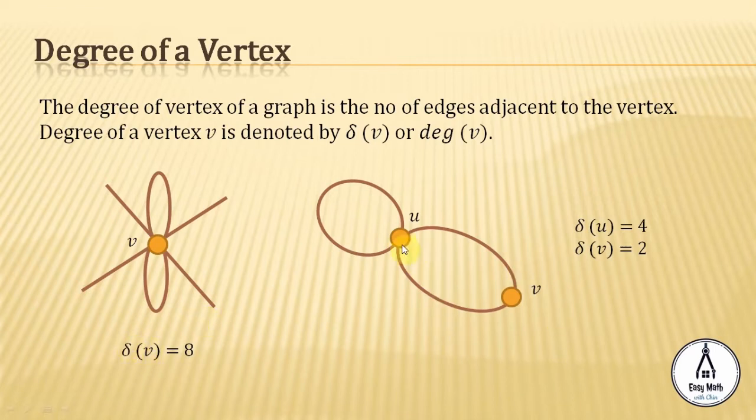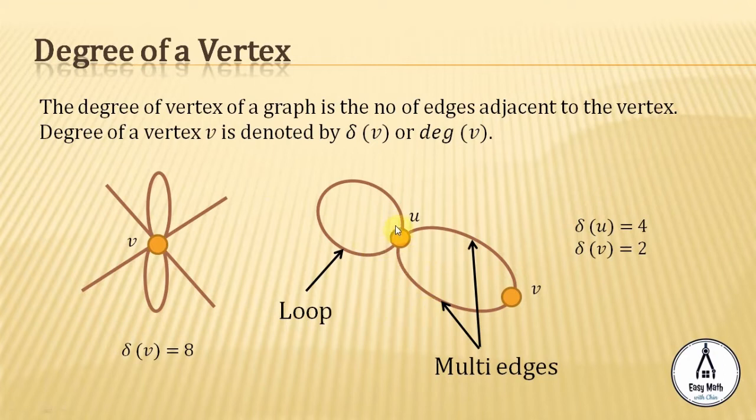In this graph, there are 2 vertices U and V. The degree of the vertex U is 4 and the degree of the vertex V is 2. These kinds of edges we call loops. And these 2 edges are connected to the same pair of vertices. Those are called multi-edges. Let's learn about them later. So here I just wanted to mention that this loop is one edge, but it is connected from both sides to this vertex. Therefore, when we are counting for their degree, we consider it as 2.